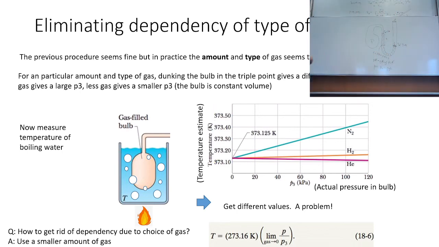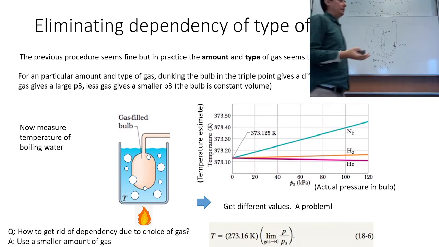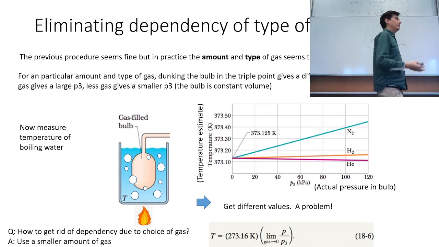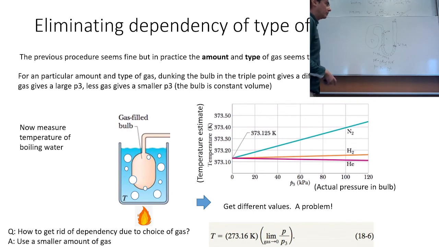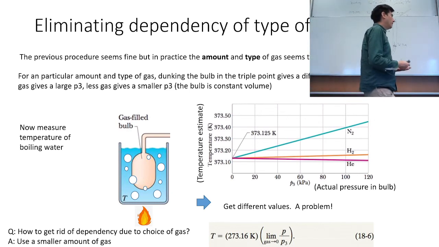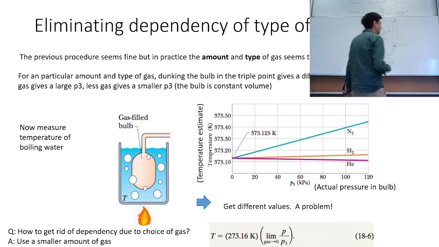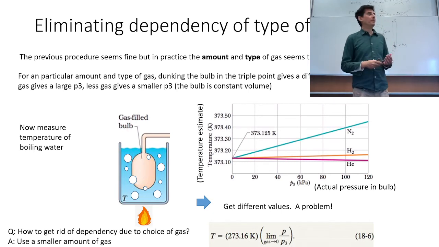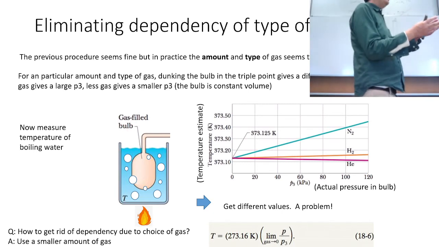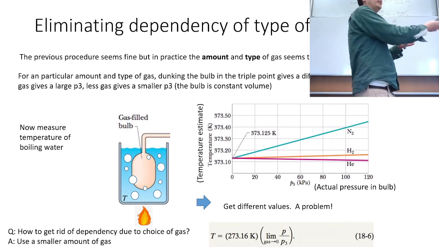So it's a bit of a problem if it depends slightly upon what gas or what size bulb you happen to use. But what you notice here is that as long as you use a very, very small amount of the gas, all these agree. Ideally you want a bulb so tiny it's zero, but if it's zero, then you can't even do the experiment.